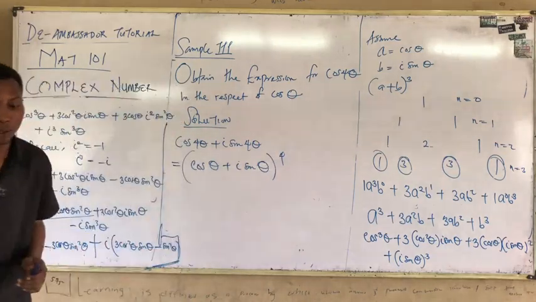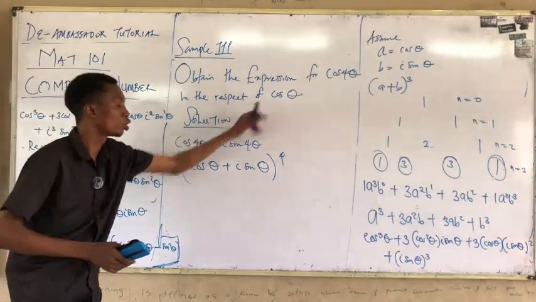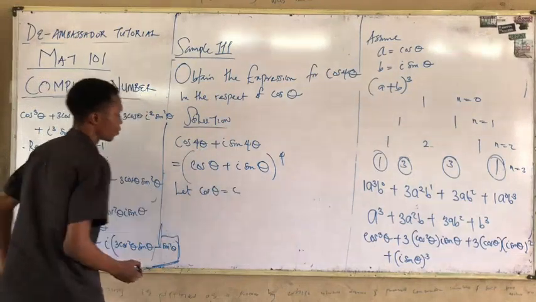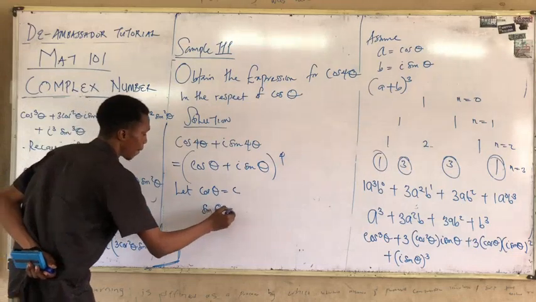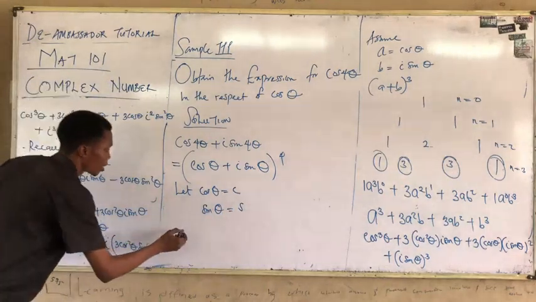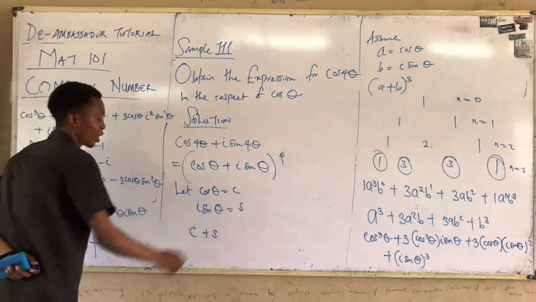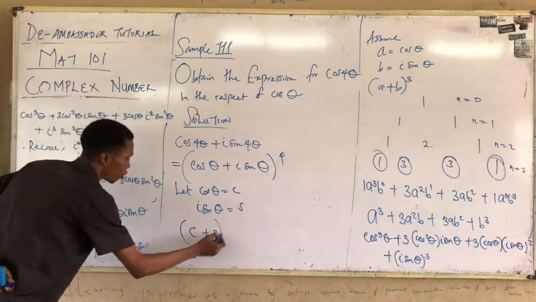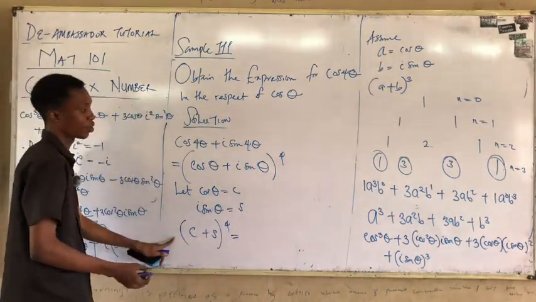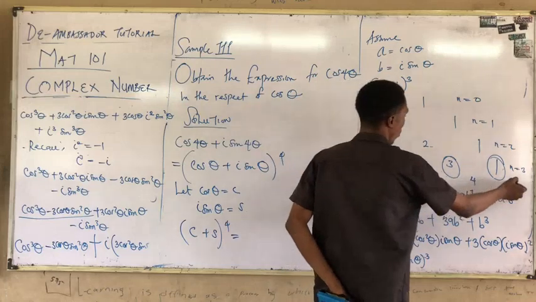What will I do now? Listen to me, because we are asked to find it in respect of cos, let cos theta be C and let sin theta be S. Do you understand? So how will I write it? I will say C plus S, where S is I sin theta, in the power of 4. Pascal triangle. What's my first coefficient? Here is 1, 4, 6, 4, 1.